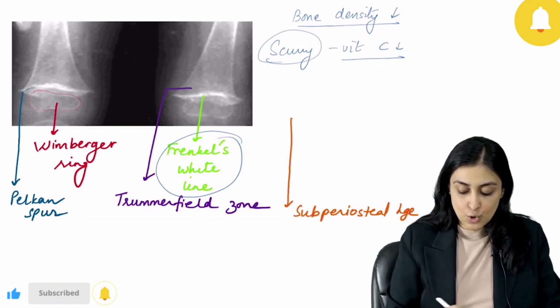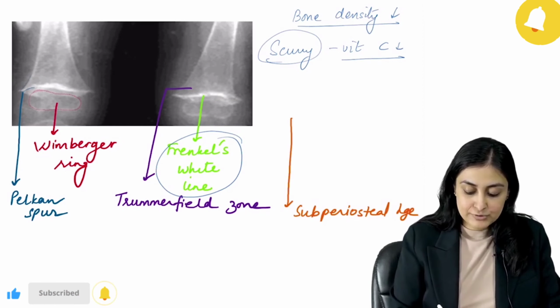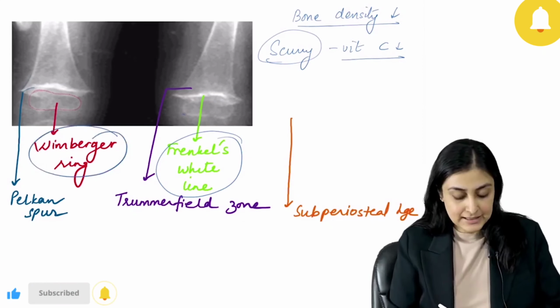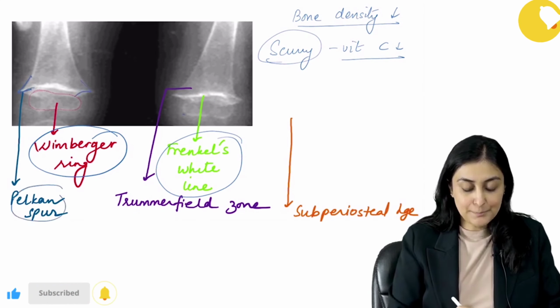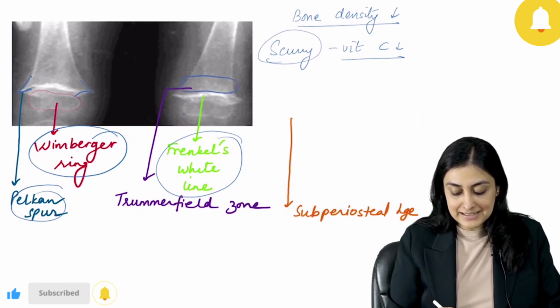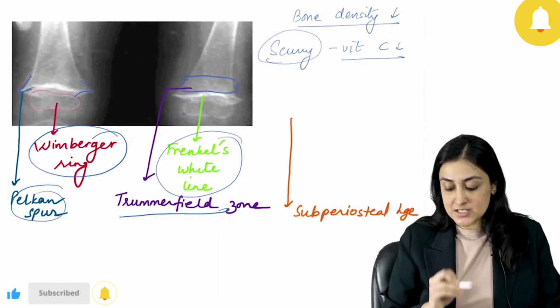What are the manifestations? All of these signs you need to know. One, the epiphysis will look like a ring. It will have sharp margins, called the Wimberger ring sign. You will find these metaphyseal bony projections called the Pelican spurs. You will find this loosened zone above the white line, that's called the Trummerfield zone. So all of these big names are seen with scurvy.